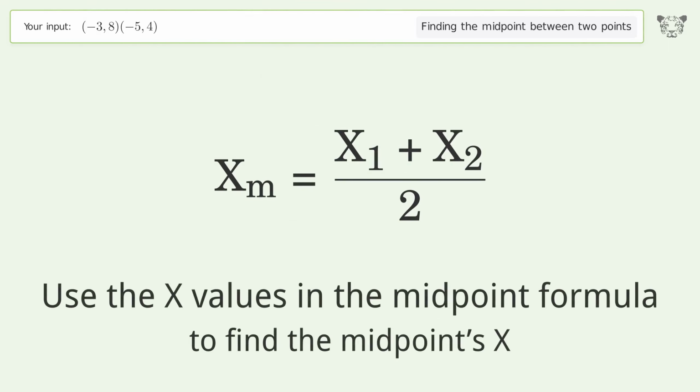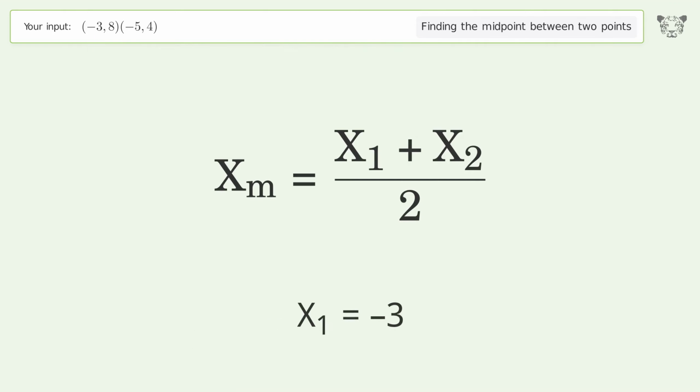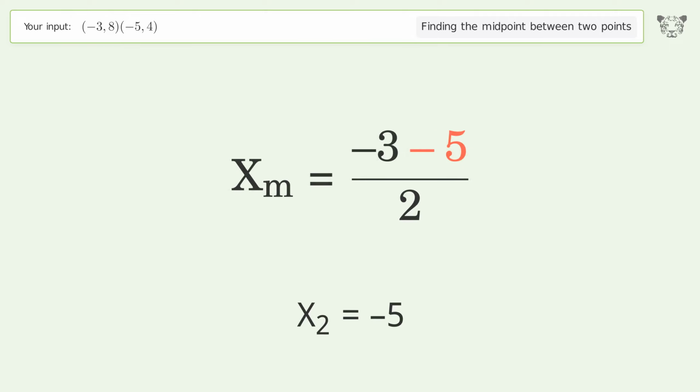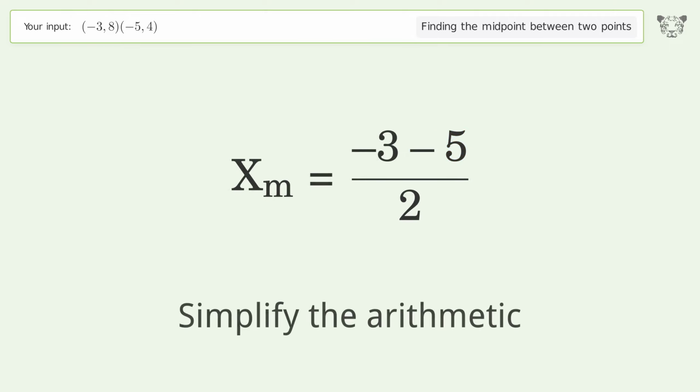Use the x values in the midpoint formula to find the midpoints x. x1 equals -3. x2 equals -5. Simplify the arithmetic.